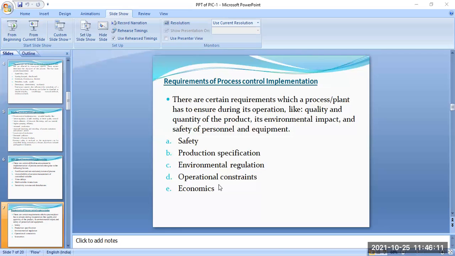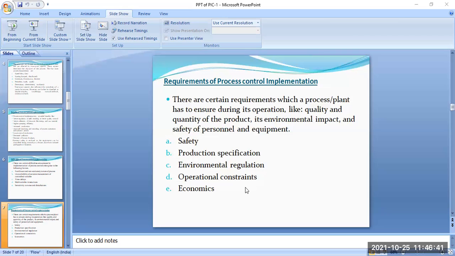Okay. Next, number four, that is operational constraints. These constraints are in terms of the operating temperatures, or level or pressure, and flow rates, which must be adhered to, to ensure that the product specifications as well as the safety requirements are not overlooked. Okay, so what are the operational constraints?